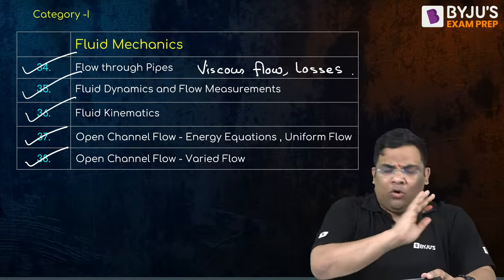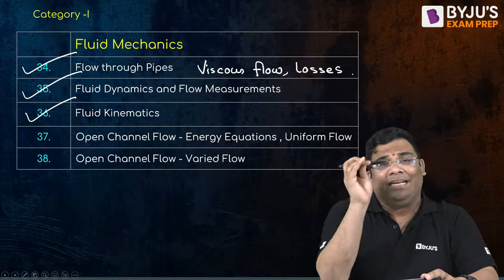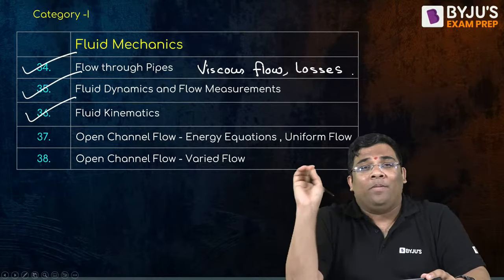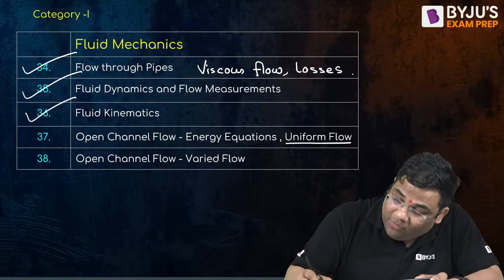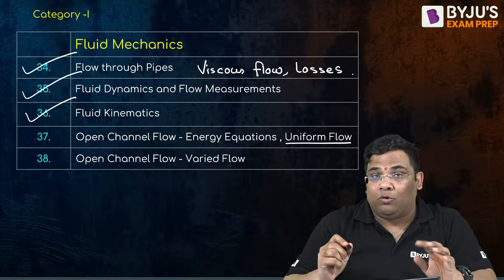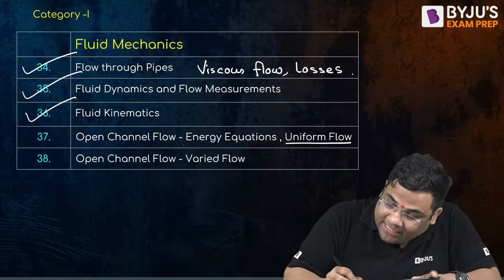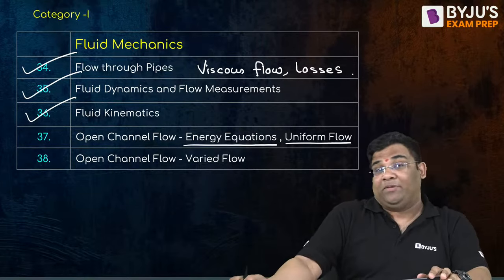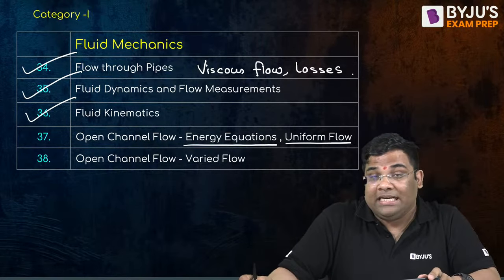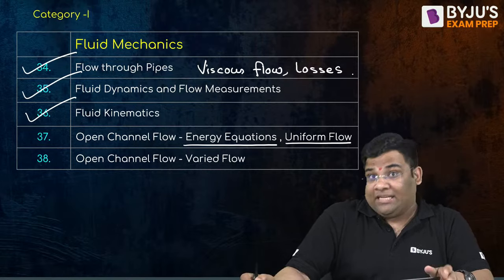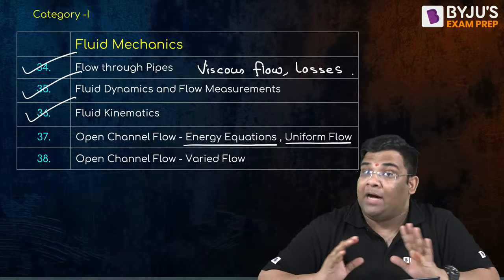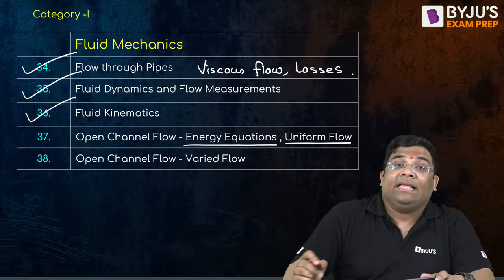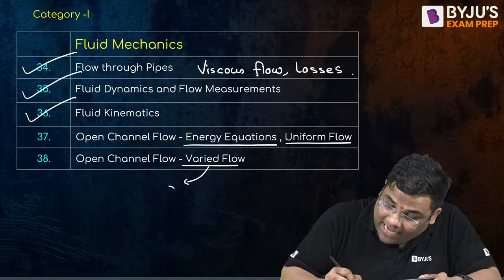Whole open channel flow I am putting in category 1. First complete uniform flow, Manning's equation, and then the most efficient sections. And then energy equations, energy-depth equations, specific energy, critical flow, very important. And then the channel transitions, we can say with contraction and hump, very important. And then in varied flow, you should complete the gradually varied flow and the rapidly varied flow.